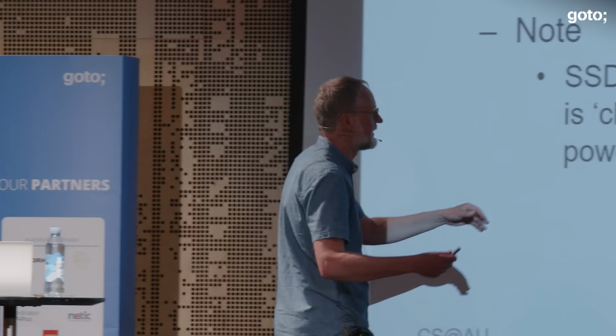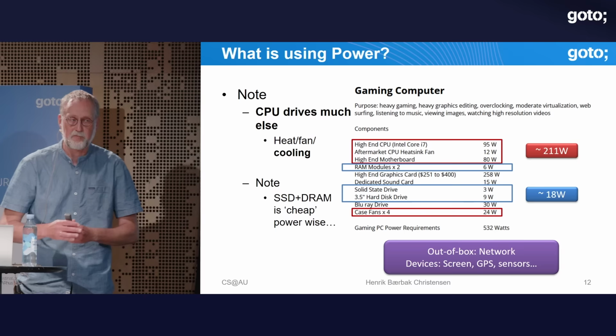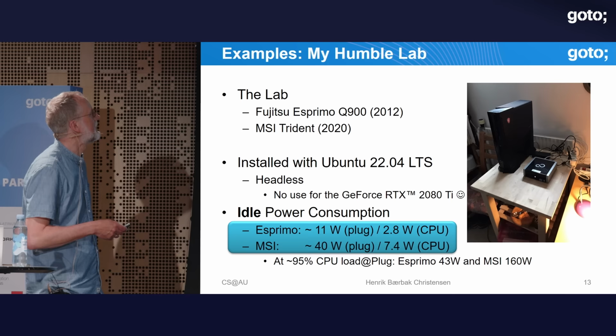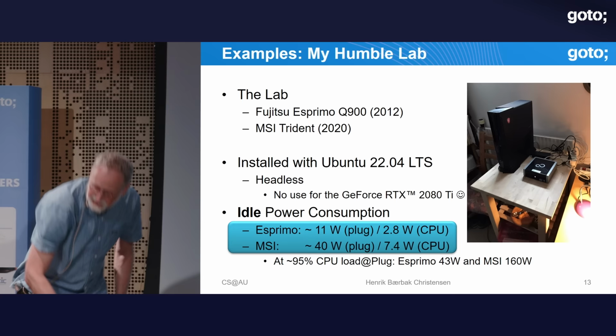Then there's networks. And if you have a device, the screen is the culprit and stuff like that. But I'm mostly in developing server software. So these are the numbers I'm mostly interested in. But the memory is cheap, basically. Okay? So I made a lab. You know, I'm a physicist. I want to measure stuff. So I found this on the shelf.